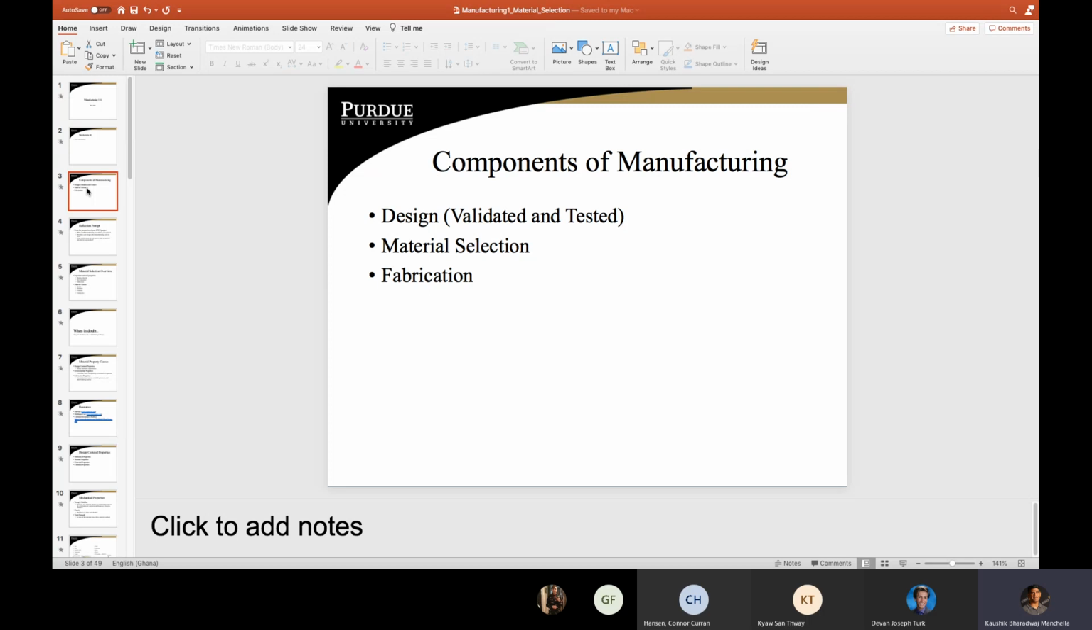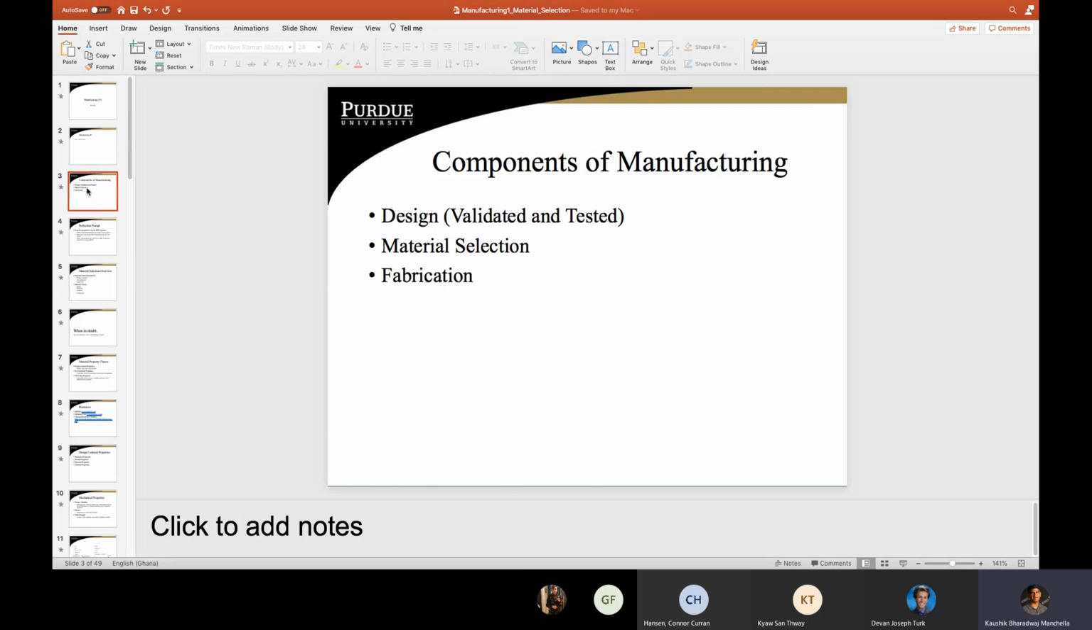And that's, I think, the key to coming up with a well-manufactured product: you realize that your design, once validated and tested, is related to what material you're selecting, and that is related to fabrication. Basically each one of them is related to the others, so you can't just make considerations on one while not thinking of the others. That's just kind of a disclaimer.